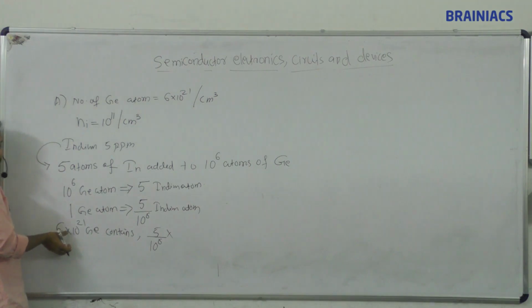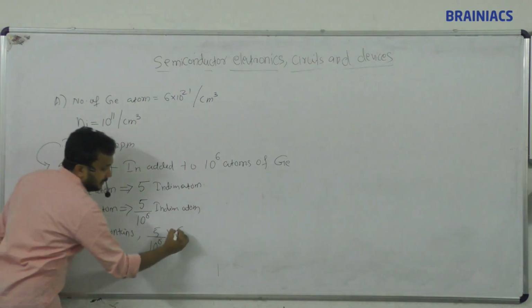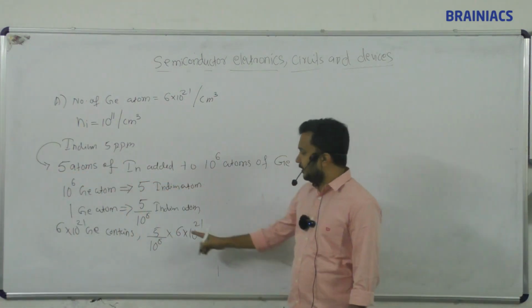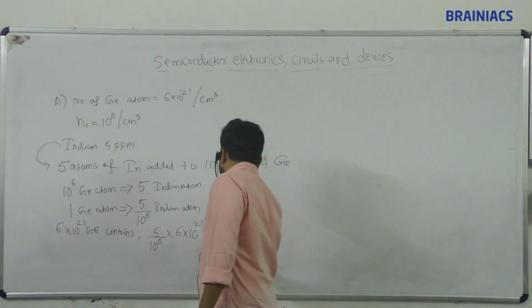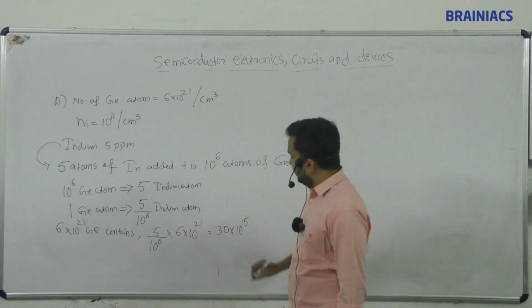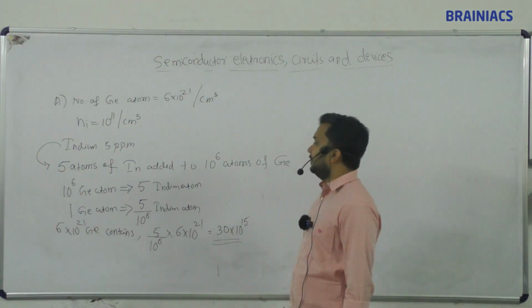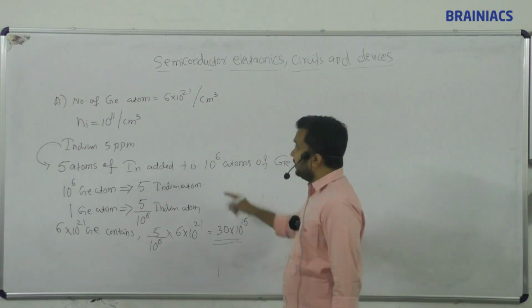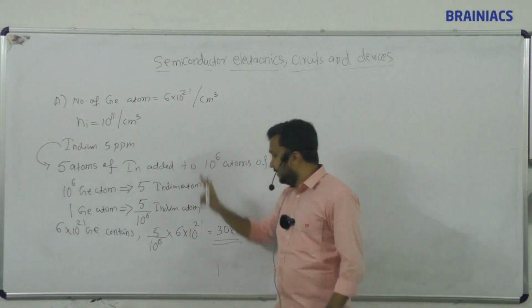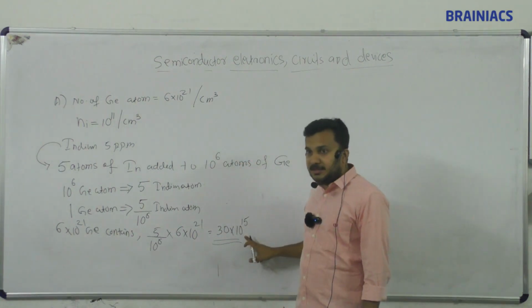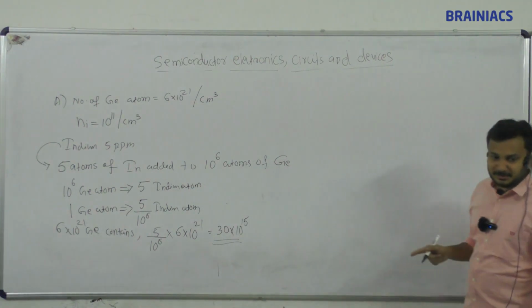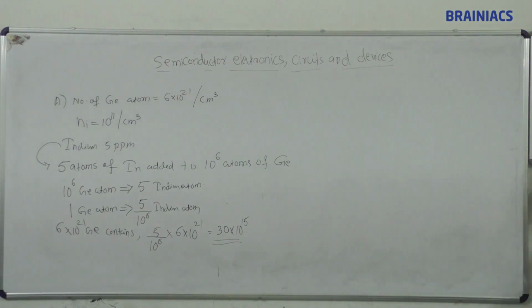Now we have how many germanium? 6 into 10 power 21. Multiplied with 6 into 10 power 21 germanium atoms. By calculating this, how much will you get? 5 into 6, 30. 30 into 10 power 15 indiums are present in the whole. Correct? 6 into 10 power 21 germanium atoms contain 30 into 10 power 15 what atoms? Indium atoms. So understood, write it up to this. It's not completed. We have to complete it further.